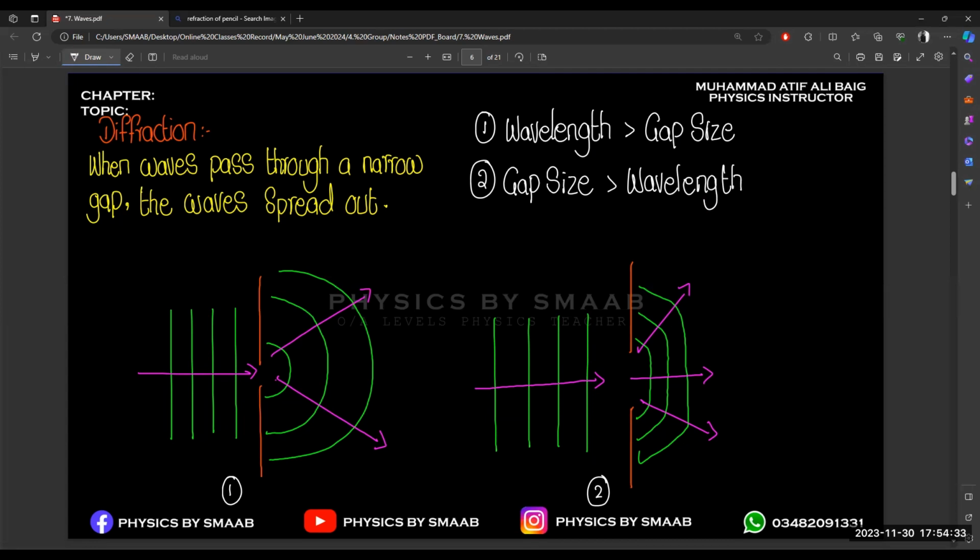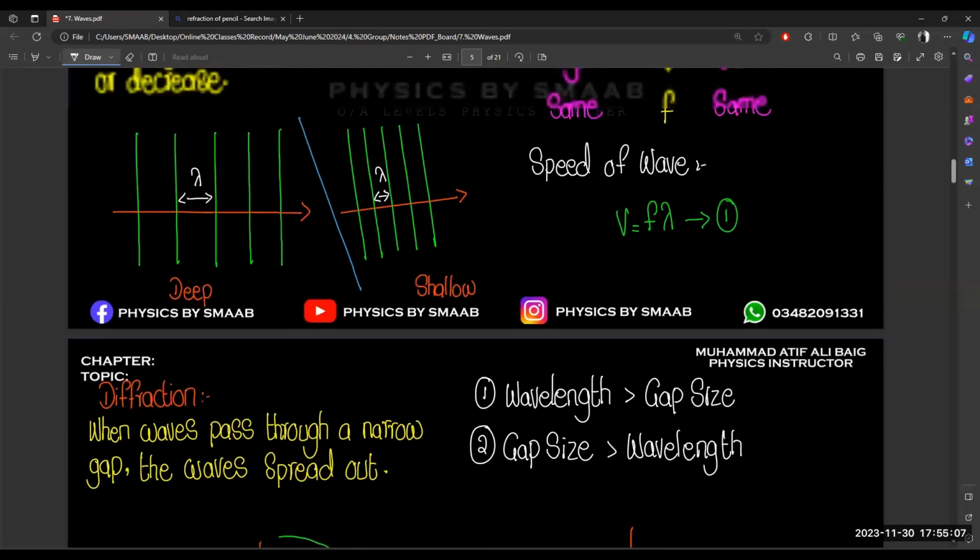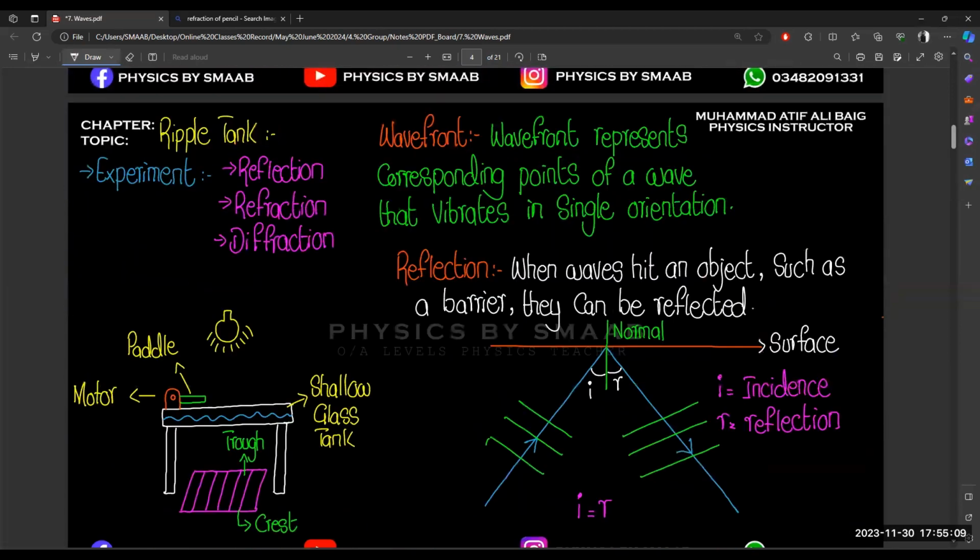And this is the scenario for the wavelength when waves are moving through different gaps, right? So when the gap increases, the diffraction decreases. And when the gap size decreases, the spreading increases, right? So this is the concept. And this is the final concept from this properties of waves section, and the third concept from the ripple tank, right?